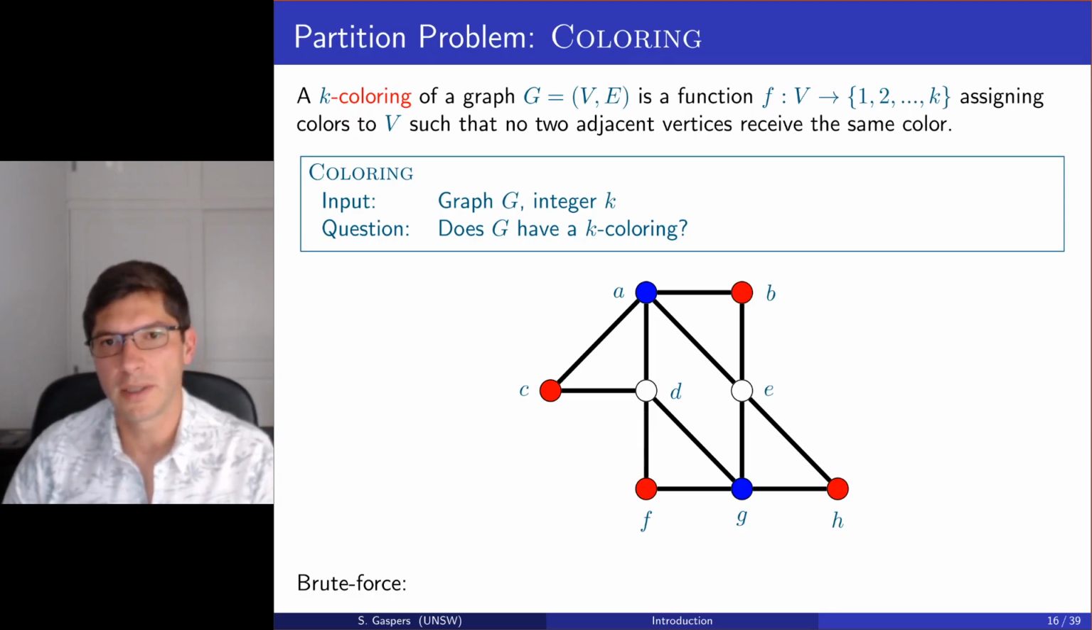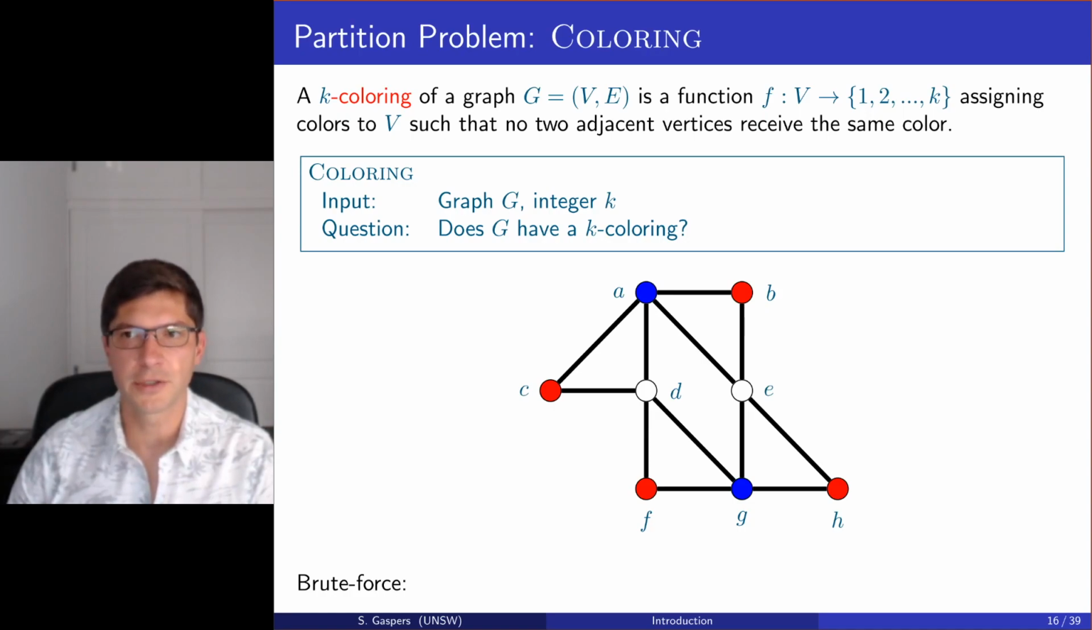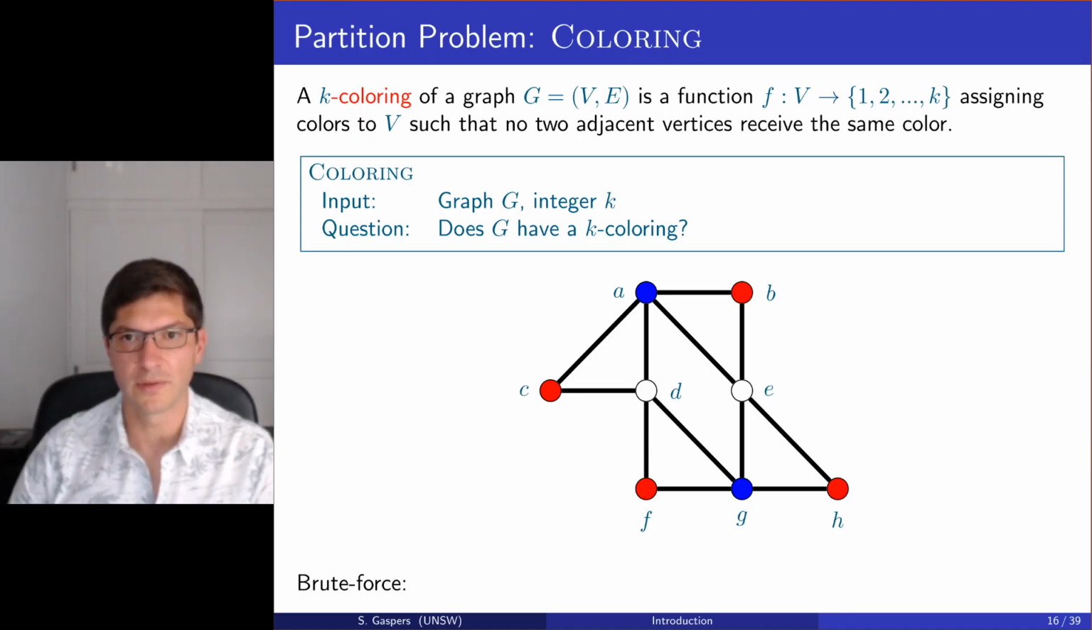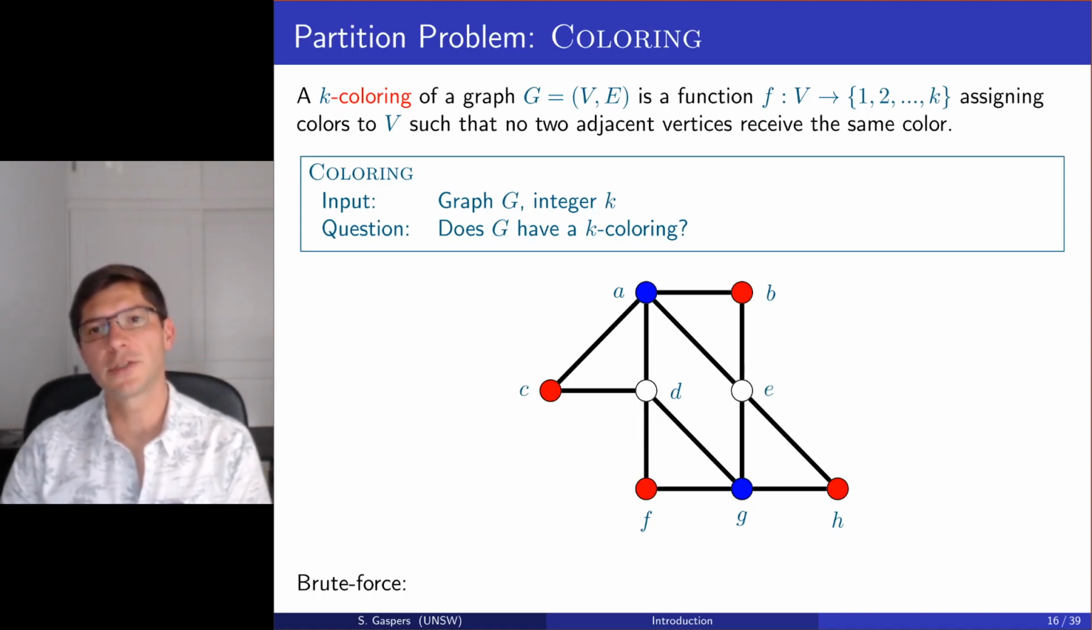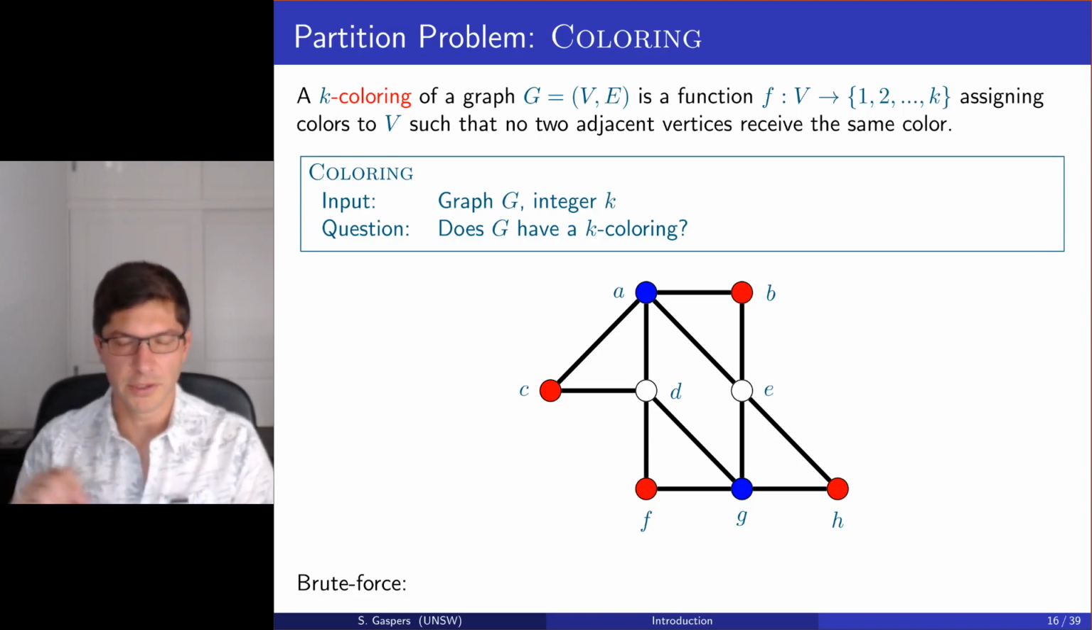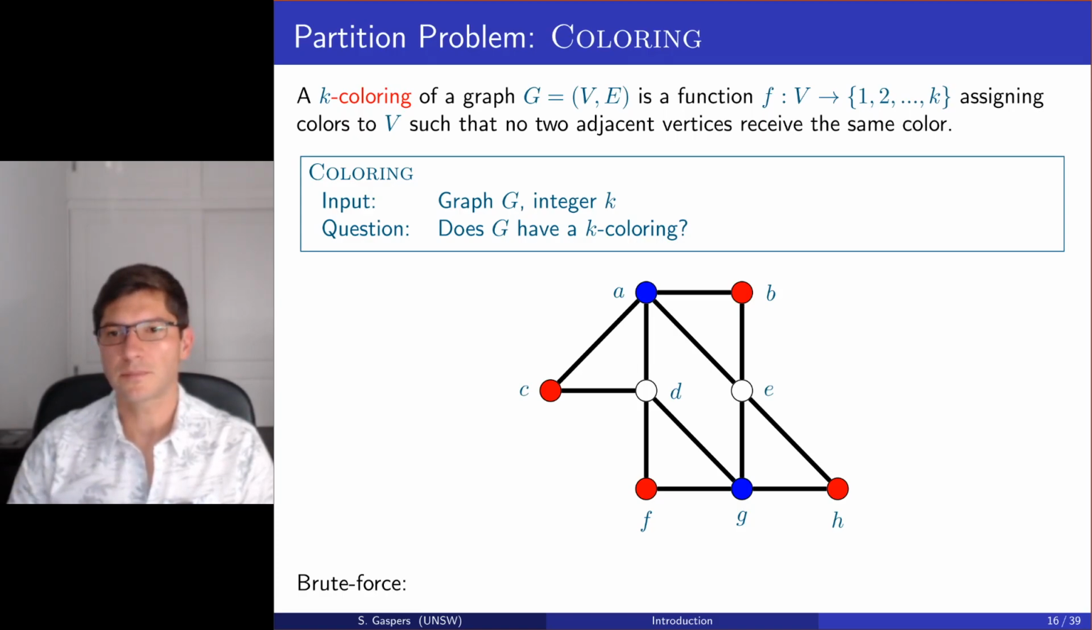As an example of a partition problem, we have graph coloring. So what is graph coloring? A k-coloring of a graph is a function that assigns colors, or integers from 1 to k, to the set of vertices, such that no two adjacent vertices receive the same color. So if we have two adjacent vertices, they cannot get the same color, and a k-coloring is such a coloring that uses only k colors, so integers from 1 to k.